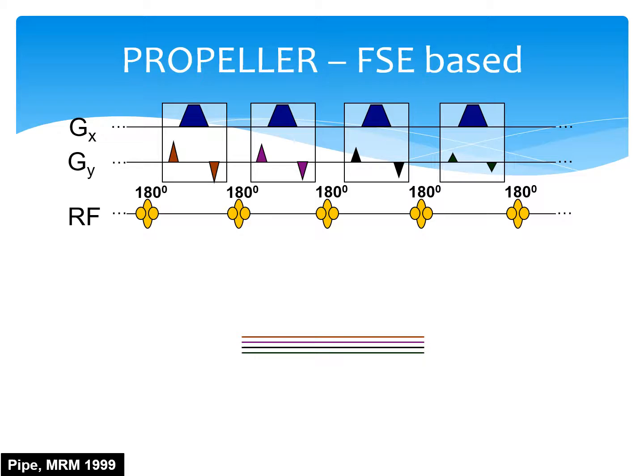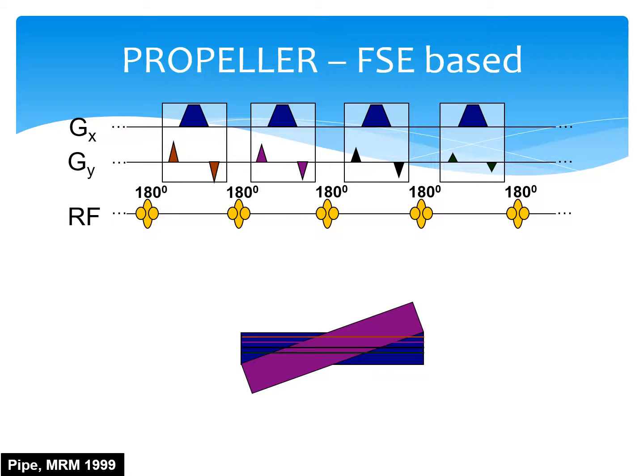As a quick background, let's first take a look at the fast spin echo based propeller implementation. The diagram on the top shows a segment of a single TR of the fast spin echo propeller sequence. Each spin echo acquires a separate line of K-space. At the end of one TR, an entire strip of lines is acquired, and the number of lines in this strip, which is called the blade, is equal to the echo train length.